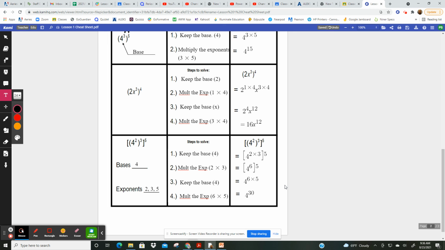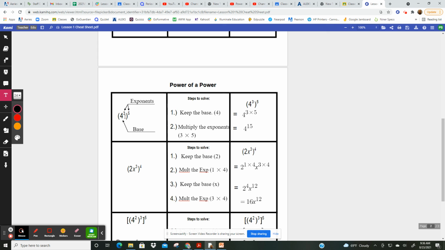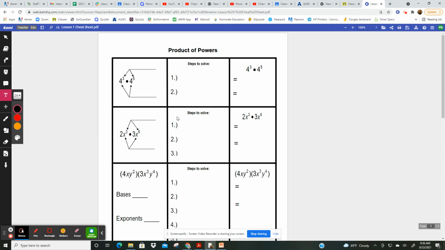We finished the cheat sheet. So remember what we just did. These are examples of problems where you use the power rule. So you have a base with an exponent raised to an exponent. And then on the front page, this was the one where it's the product rule. So these are bases with exponents being multiplied by the same base with an exponent.